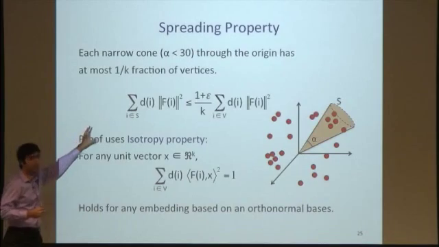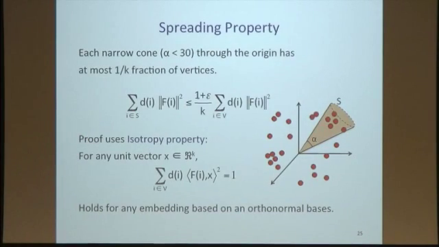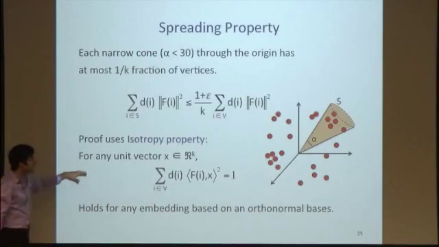Okay? Here is the exact quantitative version, but you do not need to understand it. The point is, if you look at each cone, it has only 1 over k fraction. So there cannot be too many vertices in one direction. They have to spread in the space. Okay? Now, the proof of this goes through an isotropy property, which shows that if you choose a unit vector in this high-dimensional embedding and project all of the points to this vector, the mass after the projection is exactly 1 over k fraction of the mass before the projection. So basically, all directions look the same. In each direction, you see only 1 over k fraction of the mass.